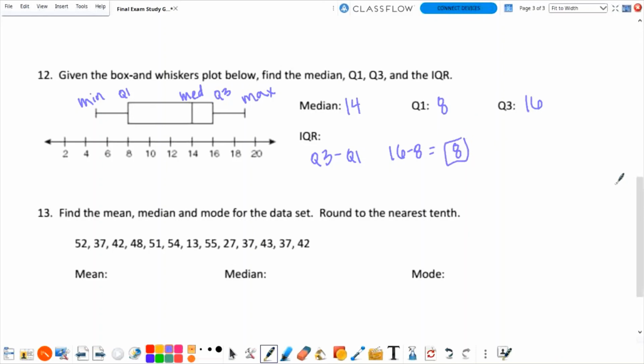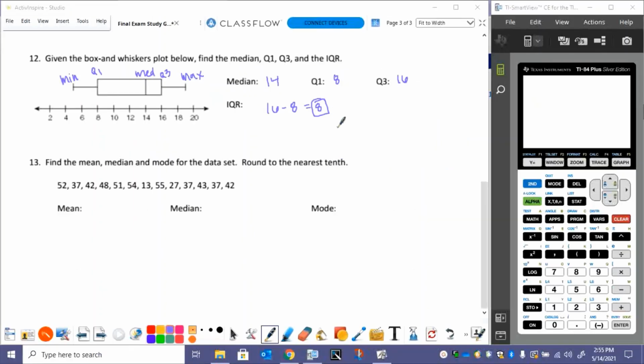All right, and then the last question says to find the mean, median, and mode for the data set and to round to the nearest tenth. All right, the last question we have is number 13. I know my computer looks a little different. I wanted to pull the calculator up to show you these.